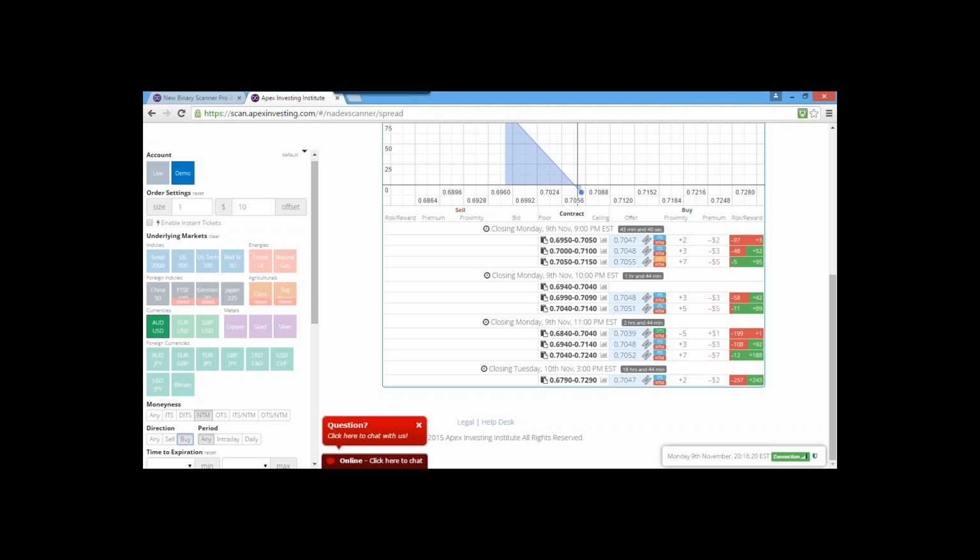And yes, the iZone sharpshooter system is by far the most consistently successful with trading Nadex spreads.